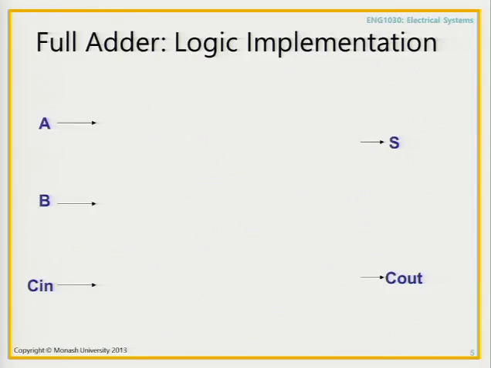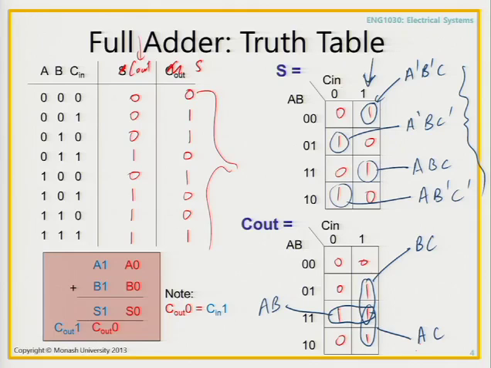Great. So now what do we do? Well, we know that the expression for S will be this plus this plus this plus this. And for the carry out, we know that it'll be AB plus BC plus AC. Now, you'll write this neater than I will because I don't have much space on the slide, but you need to be able to show that you know what you're doing.